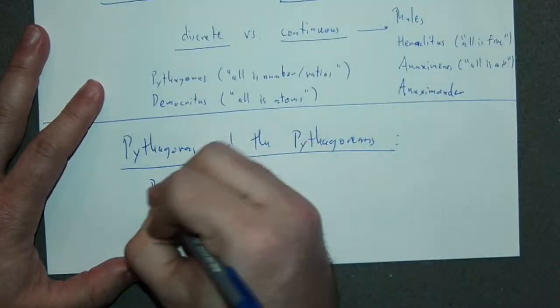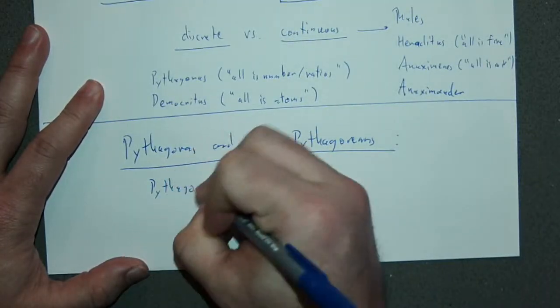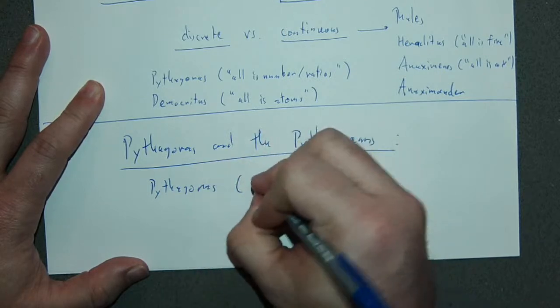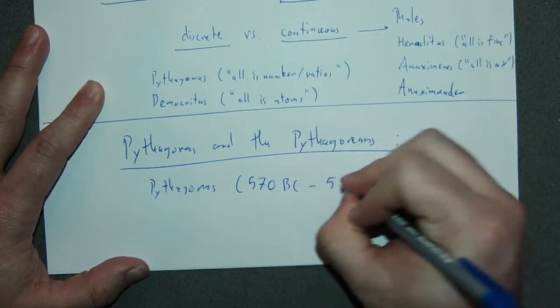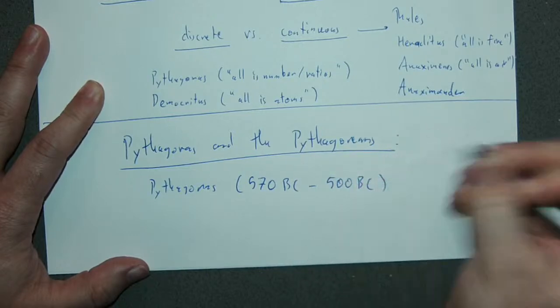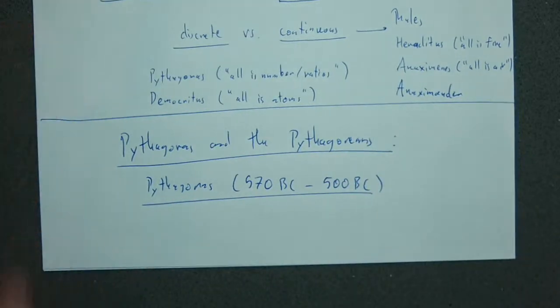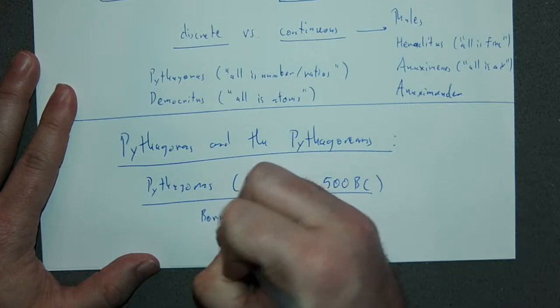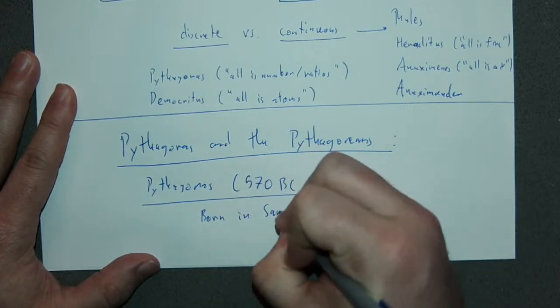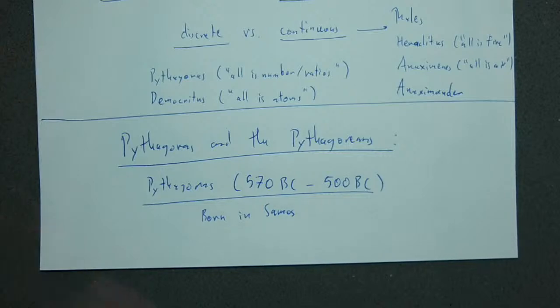So Pythagoras was born roughly 570 BC, died 500 BC. What's known about his life is he was born in Samos, which is a Greek island off the coast of Turkey. And according to ancient sources, he traveled and studied in the Persian Empire.